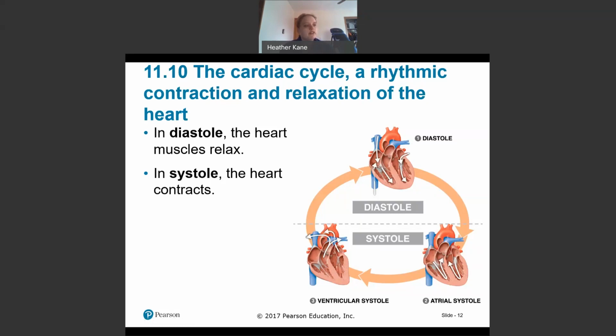And then we also have atrial systole. So the atria, here is the atria right here and over here. Those atria, when they contract, cause the blood to move from the atria to the ventricles.